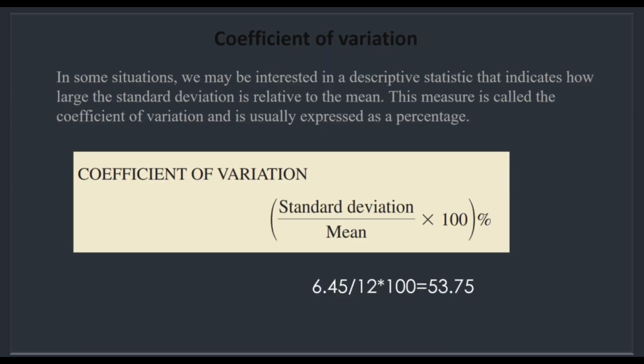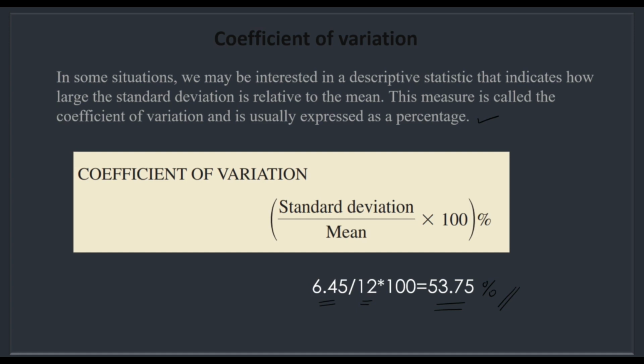Now one more thing in the measures of variability is the coefficient of variation. How do we calculate the coefficient of variation? It is very easy. We express it as a percentage: standard deviation divided by mean, into 100. In the previous example, the standard deviation is 6.45. So 6.45 divided by 12, the mean, into 100 gives 53.75%, which is the coefficient of variation of this data set.